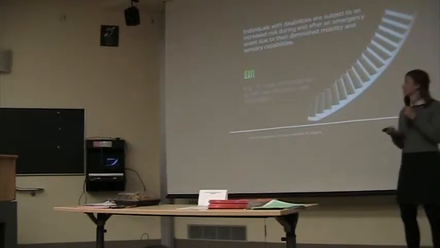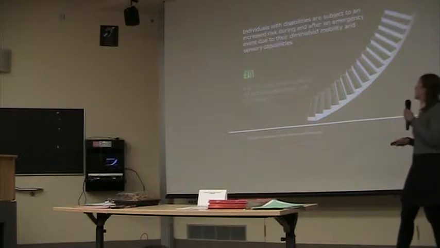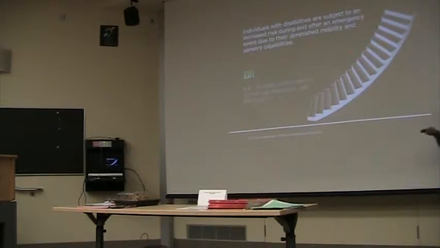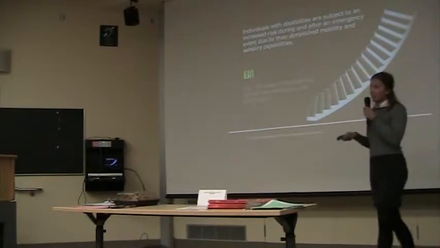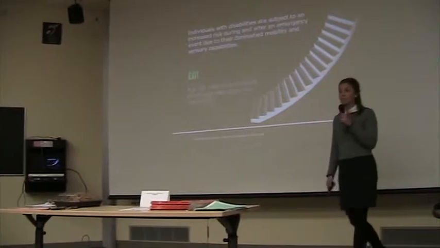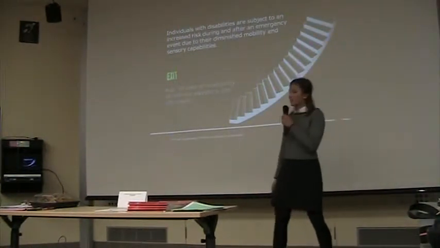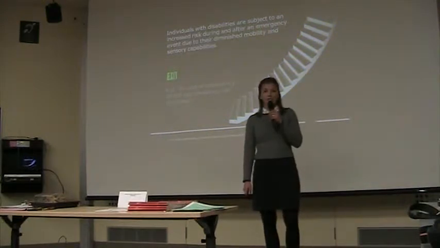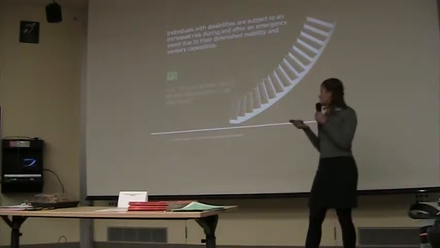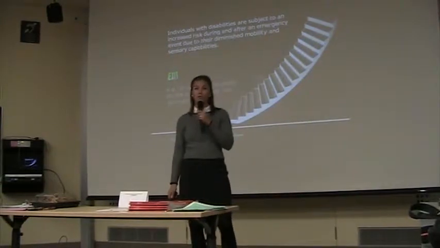So the problem is that individuals with disabilities have increased risk to injuries during and after an emergency event due to their diminished mobility and sensory capabilities. So, for instance, the example with the stairs, how do you get down if you're in a wheelchair? Or how do you see that exit sign if you are blind?